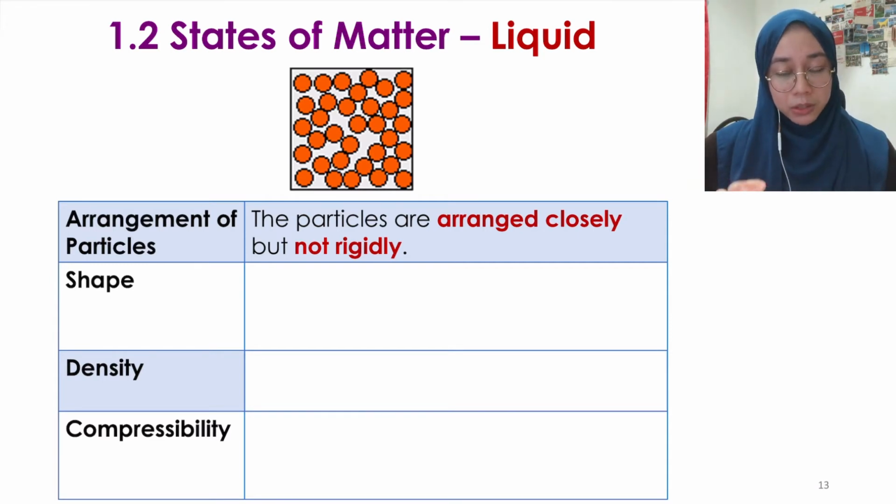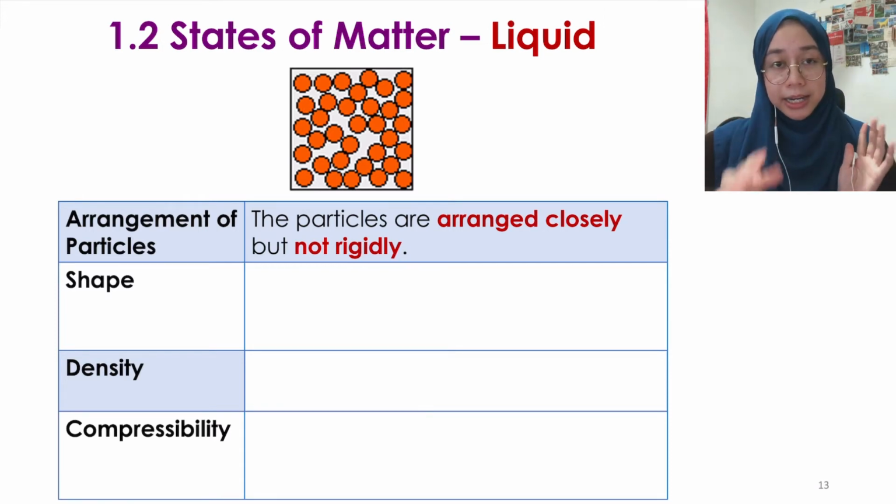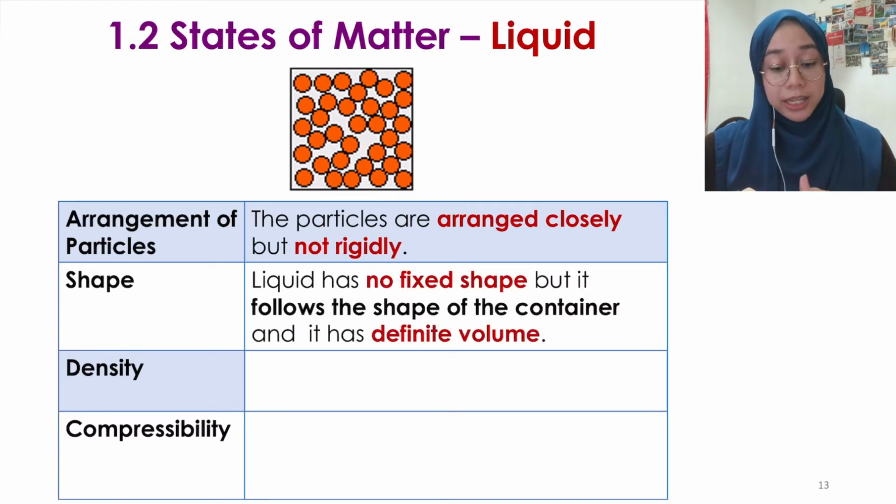Okay, in terms of shape pula, therefore in terms of shape, dia tak adalah fixed shape, tapi dia akan follow the shape of container. Okay, but then the volume is still definite lah. Okay, kita still boleh cari a definite volume for liquid.